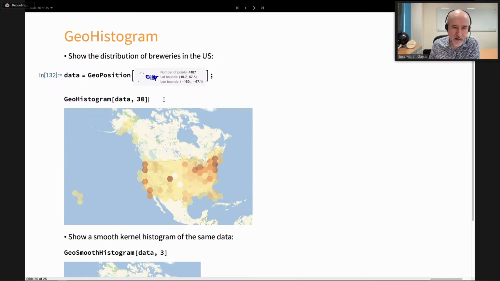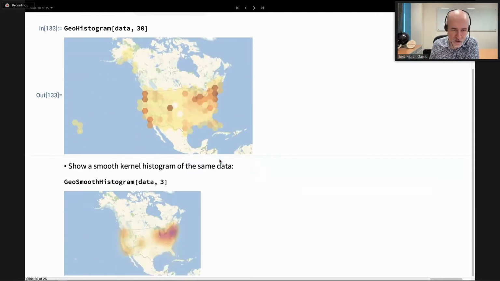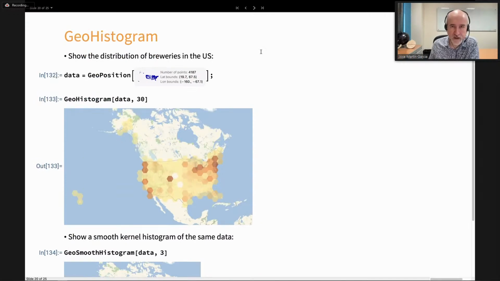And now we say that we want a histogram. And with this, we control how many of these hexagons we get, the sizes effectively. And that's what we get, right? And here you see with a tooltip, we have how many of these breweries fall inside each of these hexagons. We can also do a geosmooth histogram. You see how now this is a bit like the density plots that we had before. Okay. So that's histograms. What else?